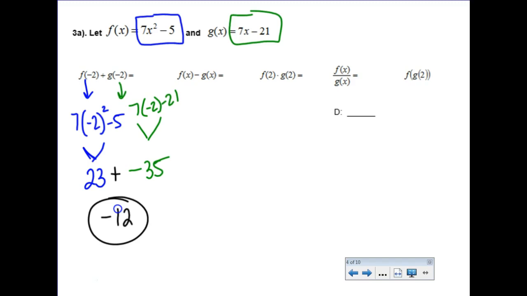You are asked to subtract the two functions. So we're going to run into the same problem that we ran into on the profit question, where some of us are not going to do this properly because of parentheses. So f of x is 7x squared minus 5. And then if I'm going to subtract g of x, I have to remember to use parentheses.